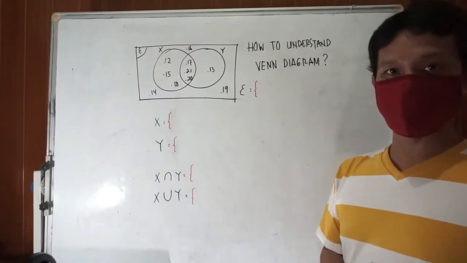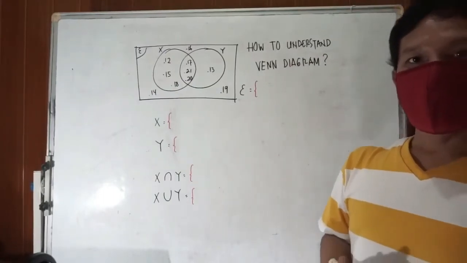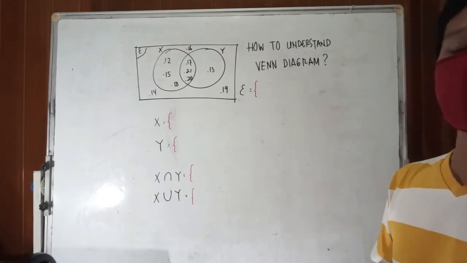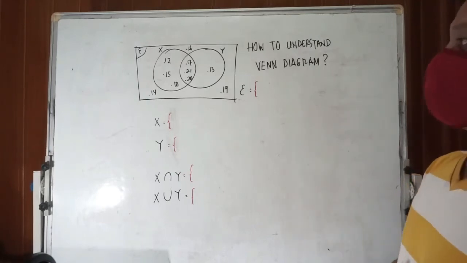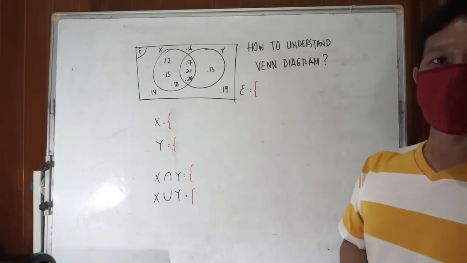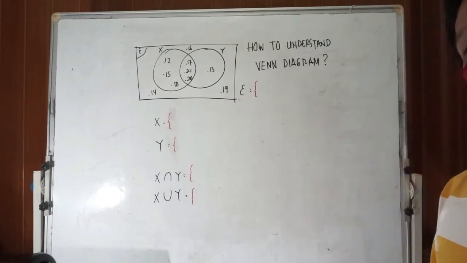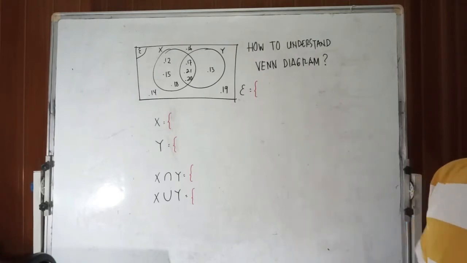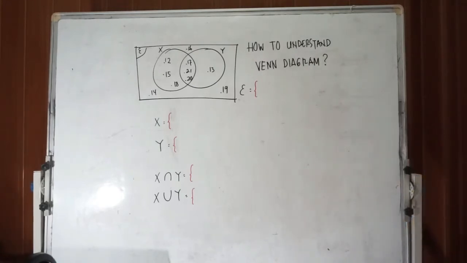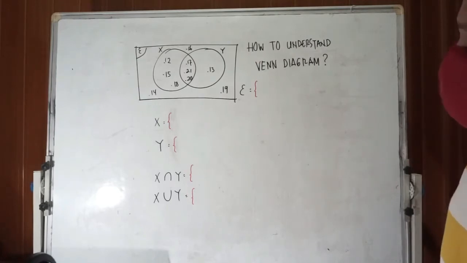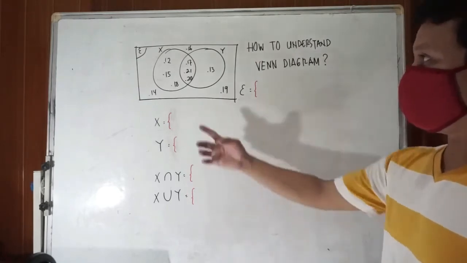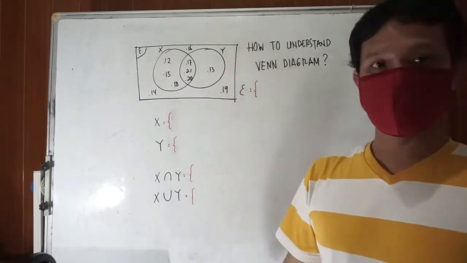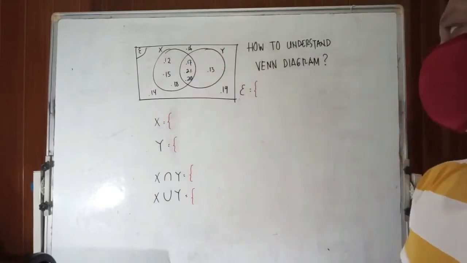Okay, welcome again to my topic about sets. Today I want to explain how to understand a Venn diagram. You can see the Venn diagram on the whiteboard. I want to explain one by one how to read the Venn diagram. There is set X and there is set Y.